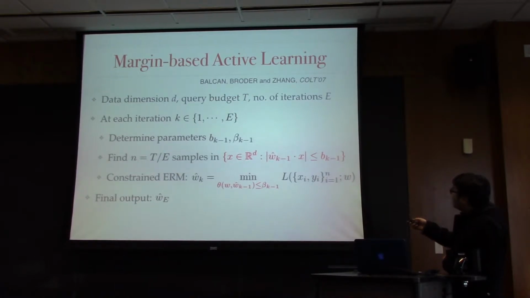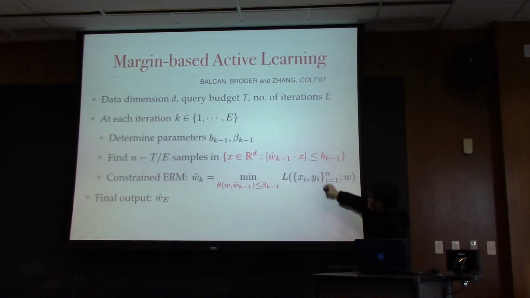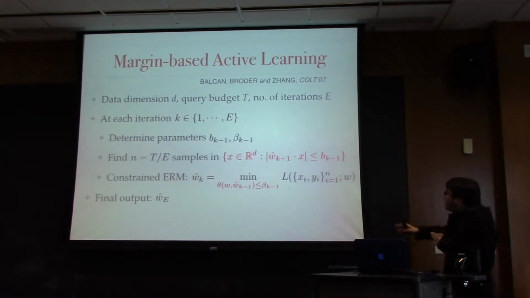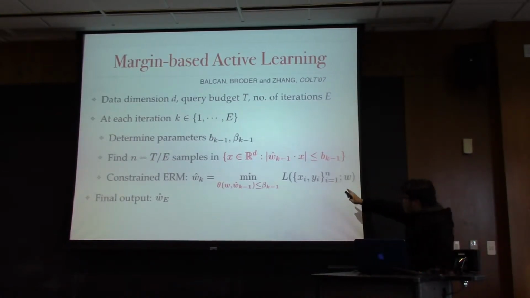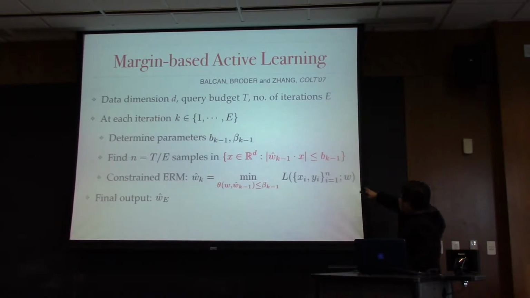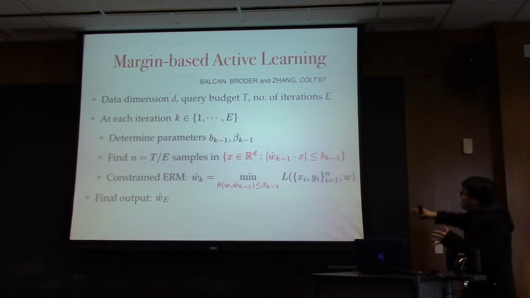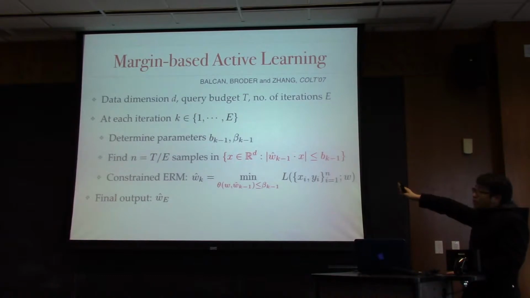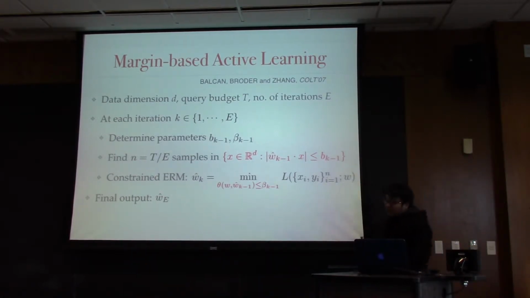I will find this number of samples in a small margin. This part means I will only keep those data points that are already close to the classifier w_{k-1} hat that I learned from the last iteration. So this b_{k-1} will be the margin parameter. Imagine if b_{k-1} is infinity, you will keep all the samples. But as b_{k-1} shrinks, you will only keep those data points that are close to your last learned classifier. This is the first step, the data selection part.